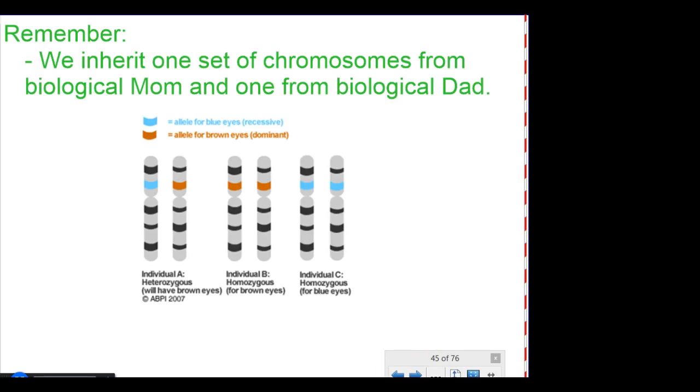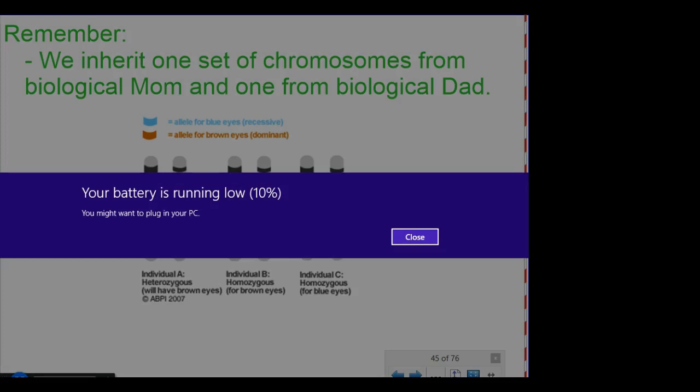So remember that how inheritance works is it's biological, right? You receive two sets of chromosomes, one from mom, one from biological dad, and those characteristics are going to have alleles on them. For example, here it's just showing a random chromosome with a blue band.